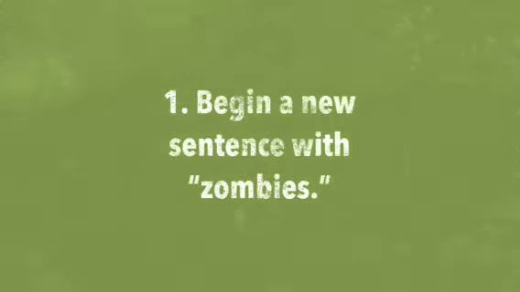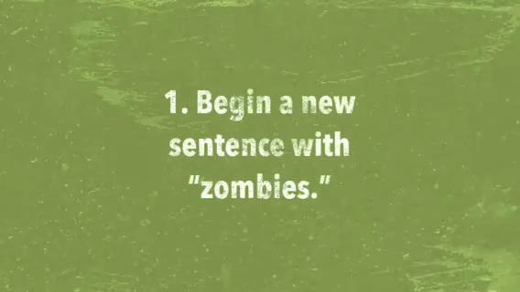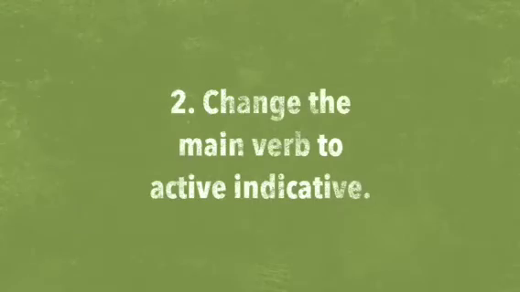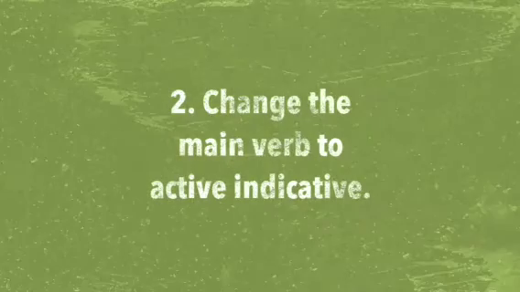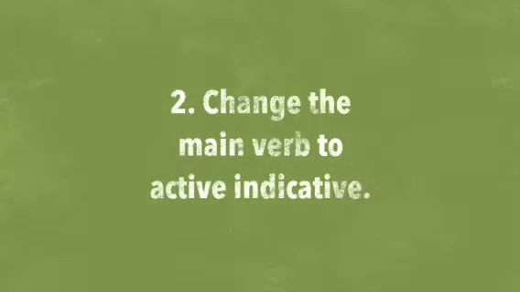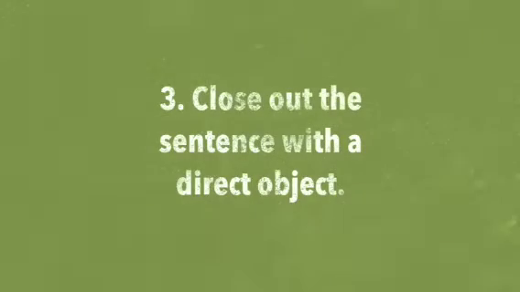Step 1, begin a new sentence with the word zombies in the subject position. Step 2, change the passive verb were eaten to an active indicative. In this case, we could say eat or the past tense ate. And the final step, step 3, close out the sentence with the direct object. So in the sentence, we're left with the word brains, and brains becomes the direct object.